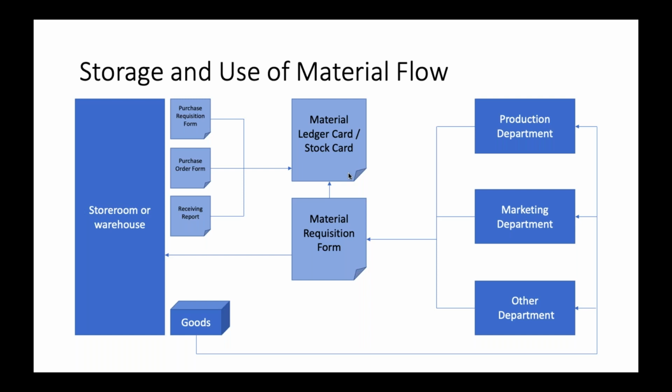Now, sometimes, the requesting department may also forward what we call a bill of materials. This bill of materials contains some specifications of what kind or quality of goods or materials they need to be used in their respective department. That will help the warehouseman to check whether the received goods are actually in accordance with the specification.